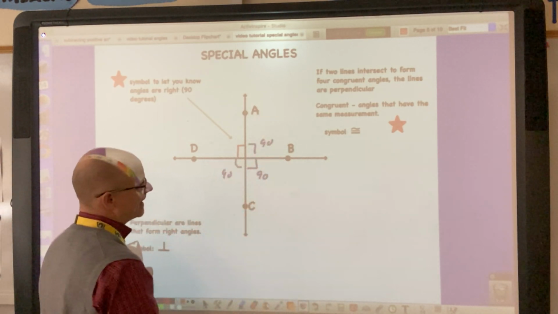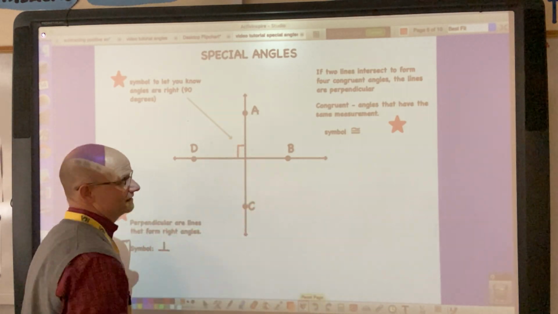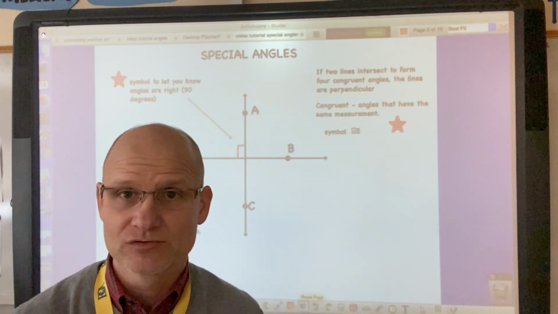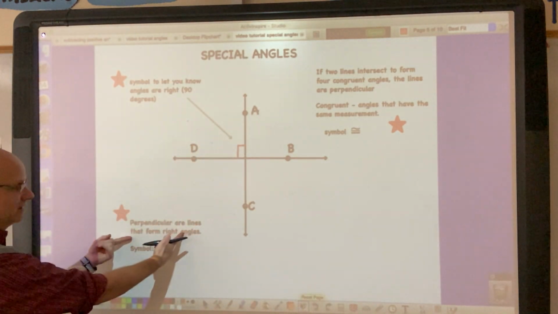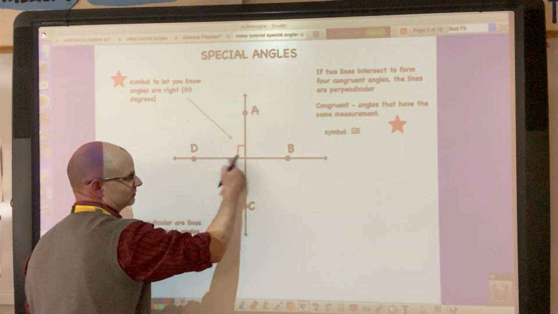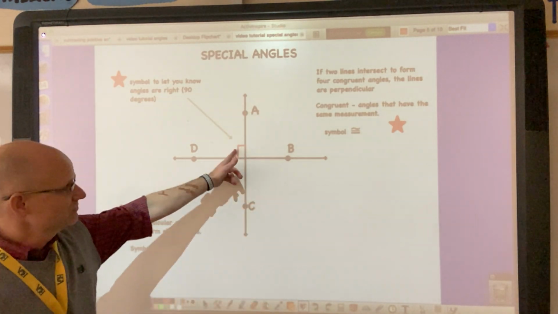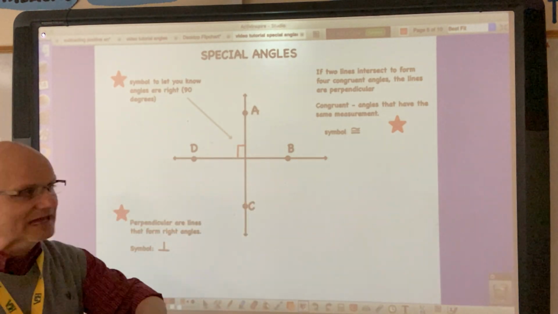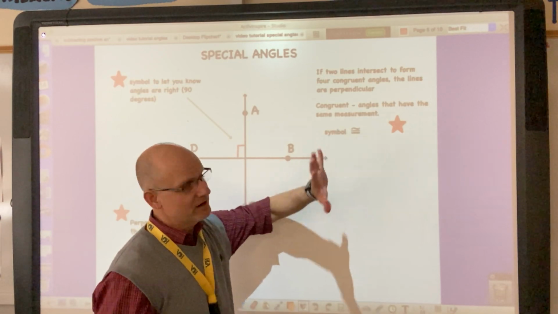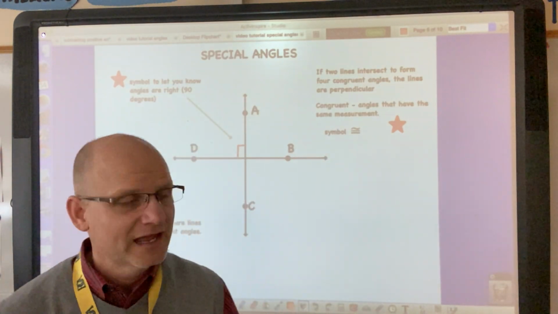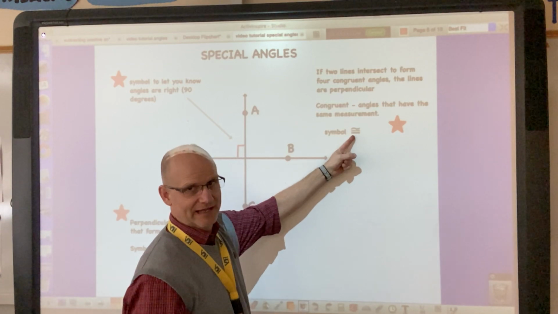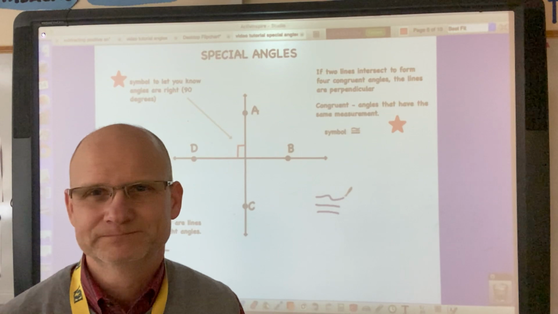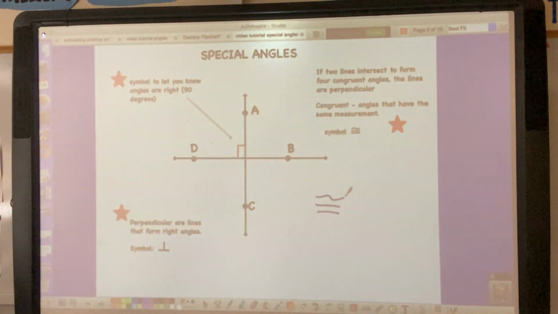So when you have two lines that intersect to form four congruent angles, which means 90-degree angles, you have what's called perpendicular lines. These are perpendicular lines. They form right angles. This is a right angle. This is a right angle. This is a right angle. Oh, and another thing I forgot to mention in the last slide is congruent angles. They are the same measurement, another word for equal, and the symbol looks like that, a straight line with a wave. That's the congruent symbol. Okay, so press pause and take notes on this slide.